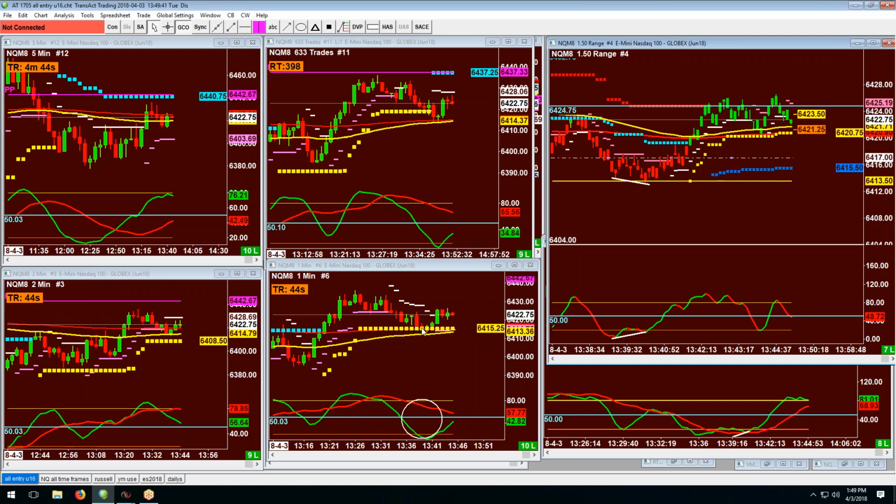So it's holding support here. That falls in line with yesterday's close. So you could go ahead and buy that.